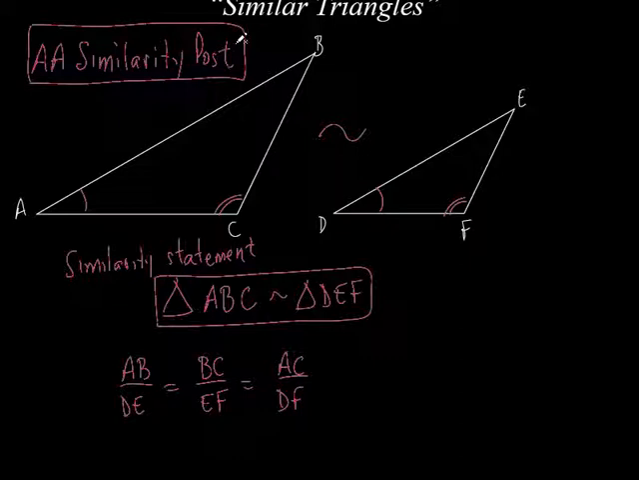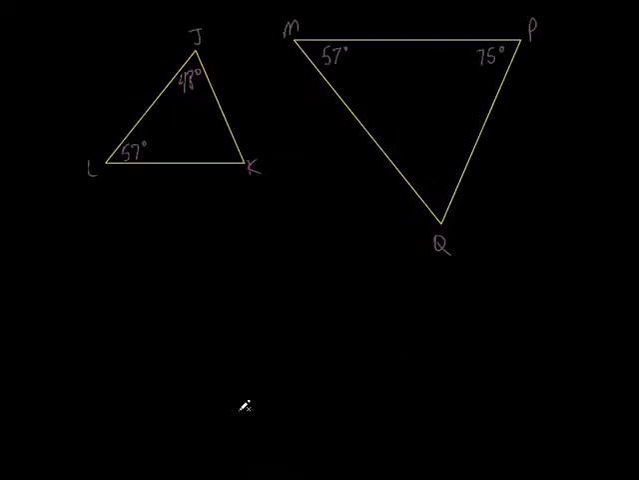I had a book that I used to teach out of. They would call it the angle-angle-angle, all three of them. But really, if I know two are equal to two, I know the third one's going to be equal. I don't even have to put that in my little name for this. I can just call it angle-angle similarity. I hope that makes sense to you. Let's do a quick little example, okay?